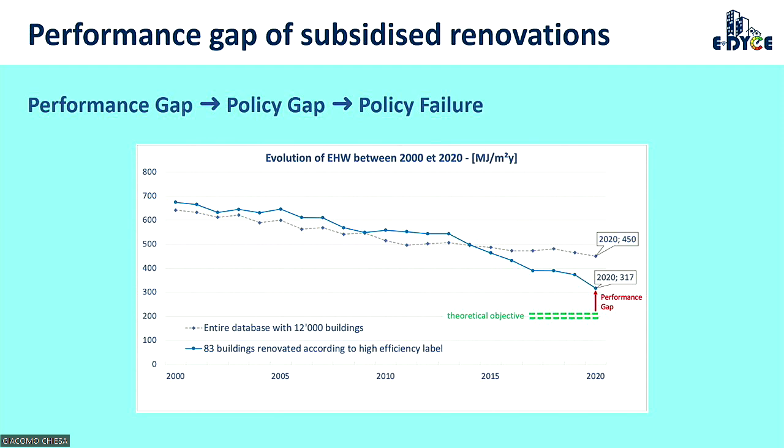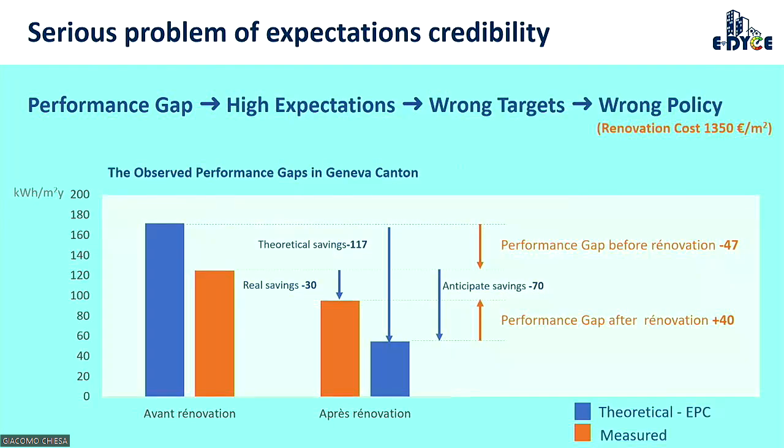But is the performance gap a fatality, or should we accept it, or can it be corrected? And they used the E-DYCE results to try to correct it in several buildings, and we have a very good result. They have another program where they subsidize the optimization of renovated buildings, and they are imposing several findings of the EDYCE project, like, for example, the declaration of the monthly energy consumption, not of the yearly energy consumption. So very early we realize if there is a performance gap.